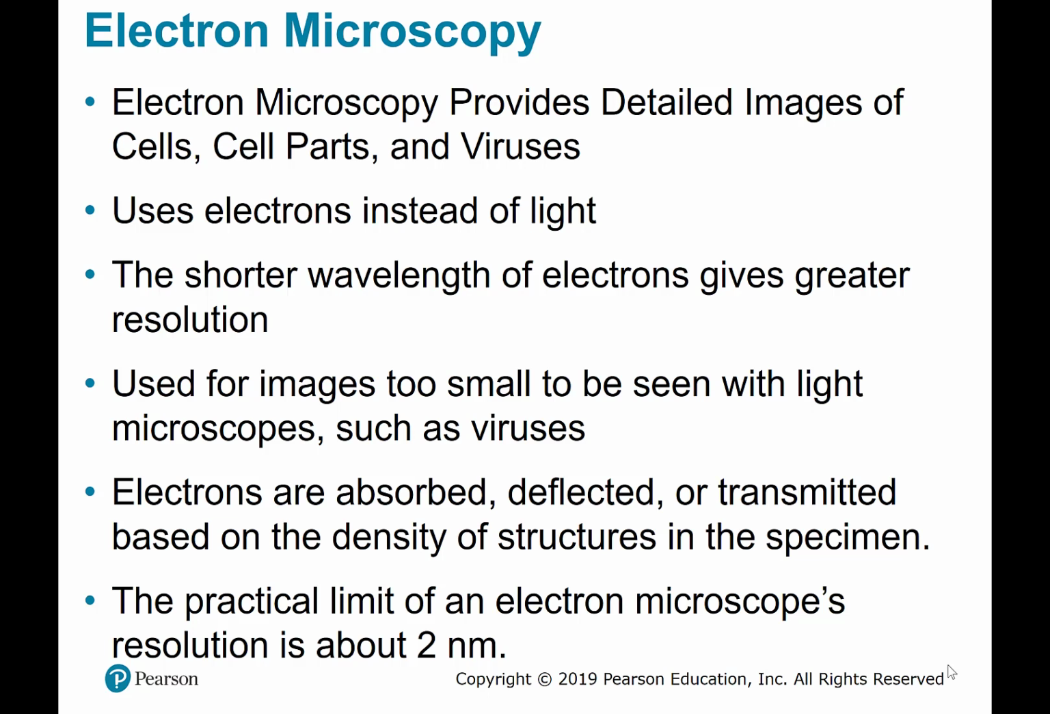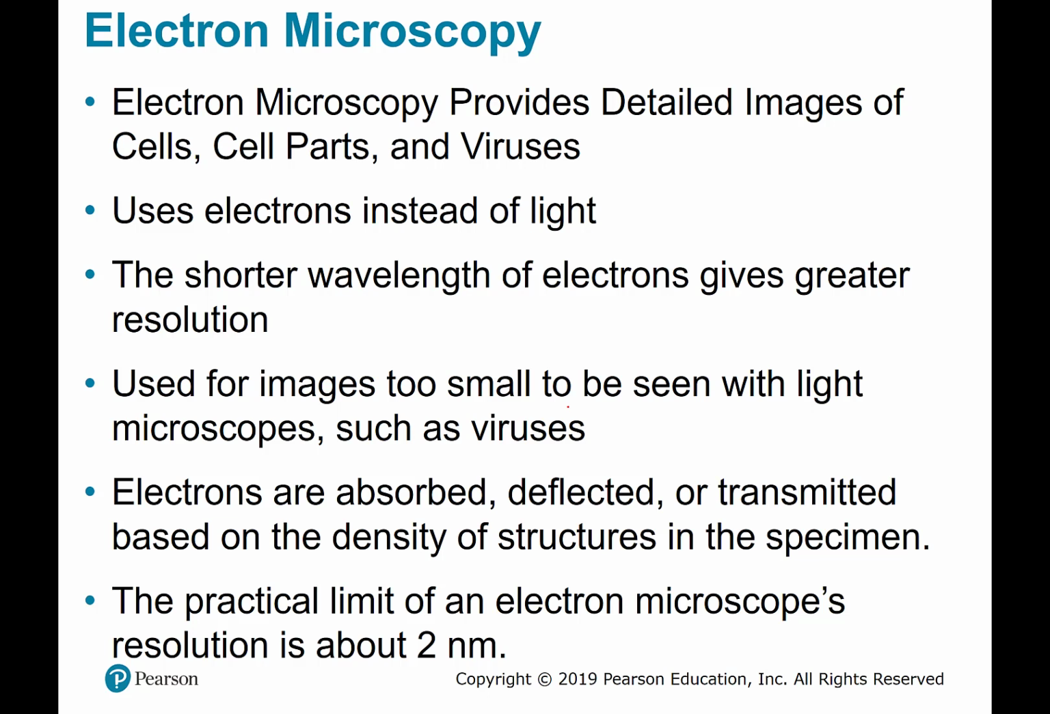So used for images too small to be seen with light microscopes. Remember, light microscopes have a resolving power of about 0.2 micrometers. With an electron microscope, you're going to have a resolving power of 2 nanometers.